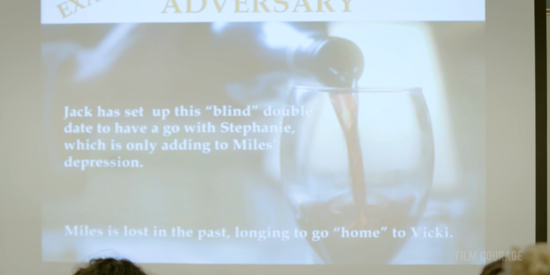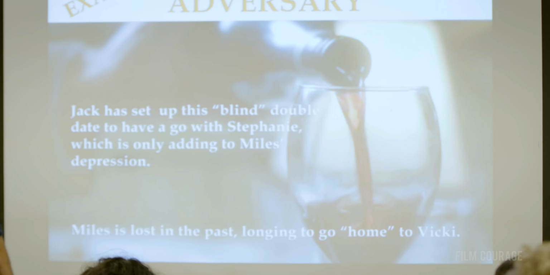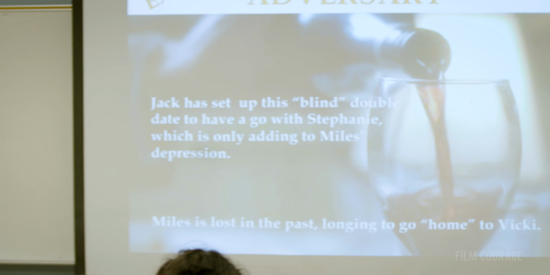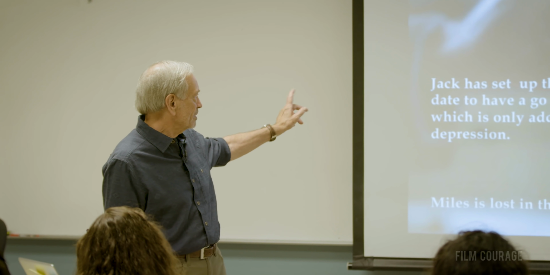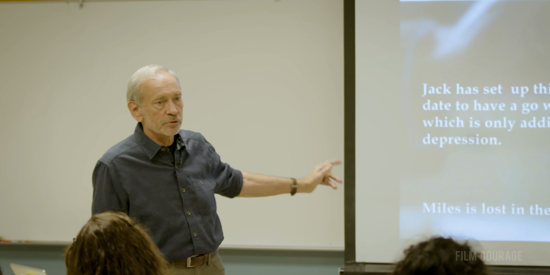And of course, that weighs on Miles too, because Miles has a better moral compass than Jack does about these things. And it's troubling him, but he can't blow it up either. Jack has set up a blind double date with Stephanie, who got a friend of hers to come.